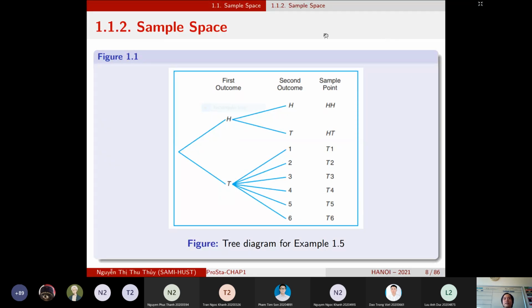And the other way to illustrate the sample space is using a tree diagram. You can see here. The first outcome can be H or can be T. The second outcome depends on the first outcome. If the first outcome is H, then the second outcome can be H or T, and then we have a sample point HH or HT. If the first outcome is T, then the second outcome can be 1 to 6, and then the sample points are T1 to T6. Is it clear for you now?